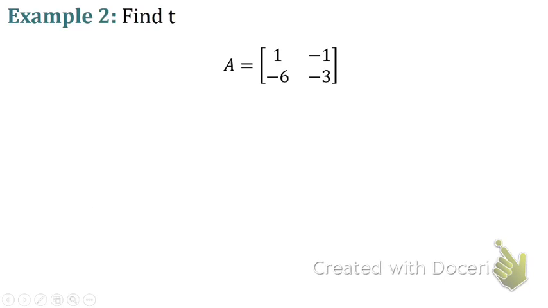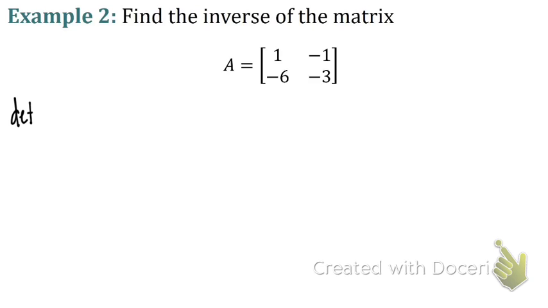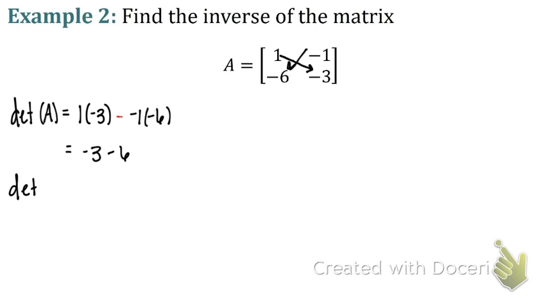Let's look at another example. This time I gave you the matrix 1, -1, -6, -3. We haven't seen this matrix before, so we are going to need to calculate the determinant. So the determinant of A is going to be 1 times -3, minus -1 times -6, and remember, subtraction always goes between our two diagonals. So we have -3 minus 6. So the determinant of A is -9.